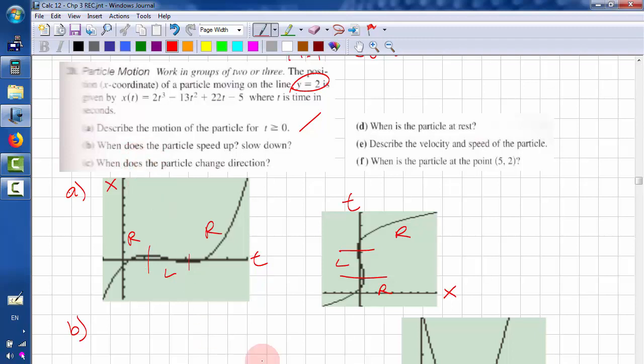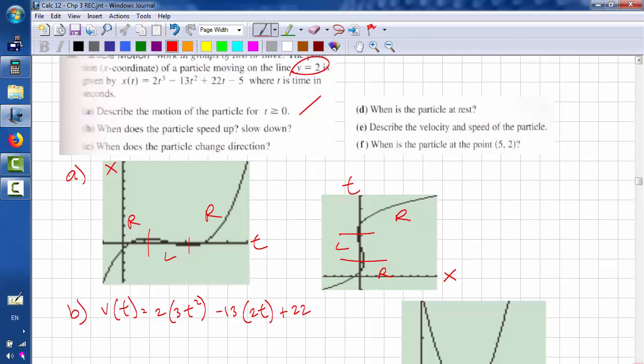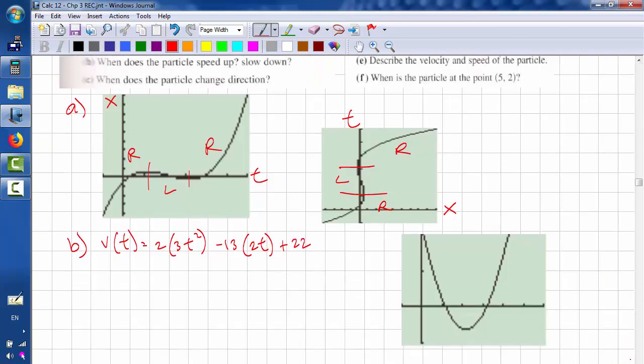Let's calculate the velocity, which is the derivative of this. So v of t equals 6t squared minus 26t plus 22. Okay, we can just plot this. It's not asking for us to do this algebraically at this point. This is v and t.